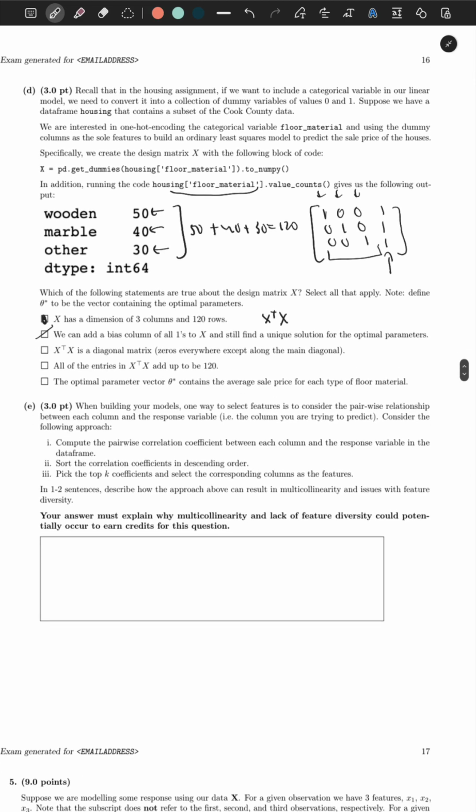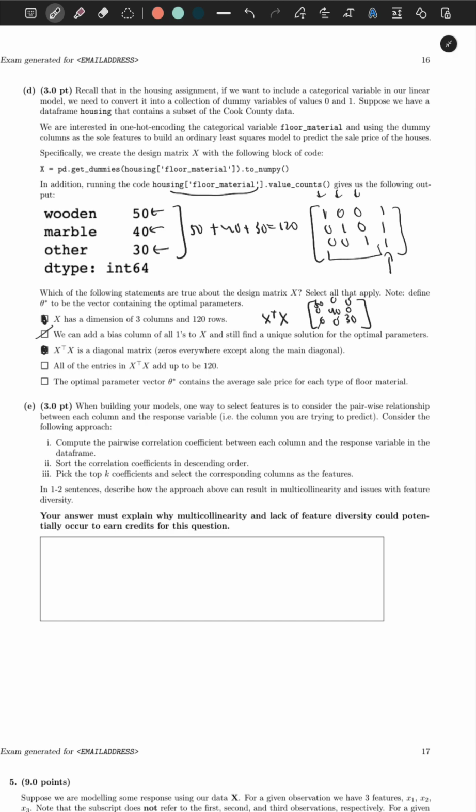Okay, moving on to option 3. X transpose X is a diagonal matrix, so 0 is everywhere except along the main diagonal. So this is true. X transpose X is a diagonal matrix since the vectors in our matrix X are orthogonal. This is just the definition of our matrix when we one-hot encode columns. So it looks something like this, where we have 50, 40, and 30 along the diagonals, and everywhere else we have zeros.